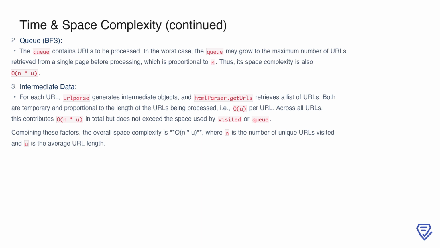Furthermore, intermediate data structures like the parsed objects from urlparse or the temporary lists of URLs retrieved by HtmlParser.getUrls require space proportional to the length of the URLs being processed. For any single URL, this intermediate data is O(U), and across all URLs, it sums to O(n * U). However, these intermediate structures are temporary and do not exceed the space required by the visited set or the queue. When we combine all these factors, the overall space complexity comes out to be O(n * U), where n is the number of unique URLs visited and U is the average length of a URL.